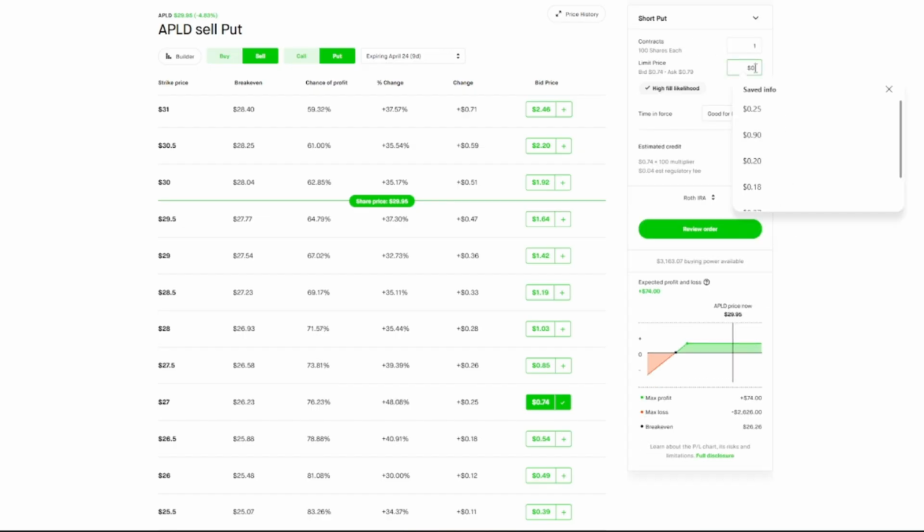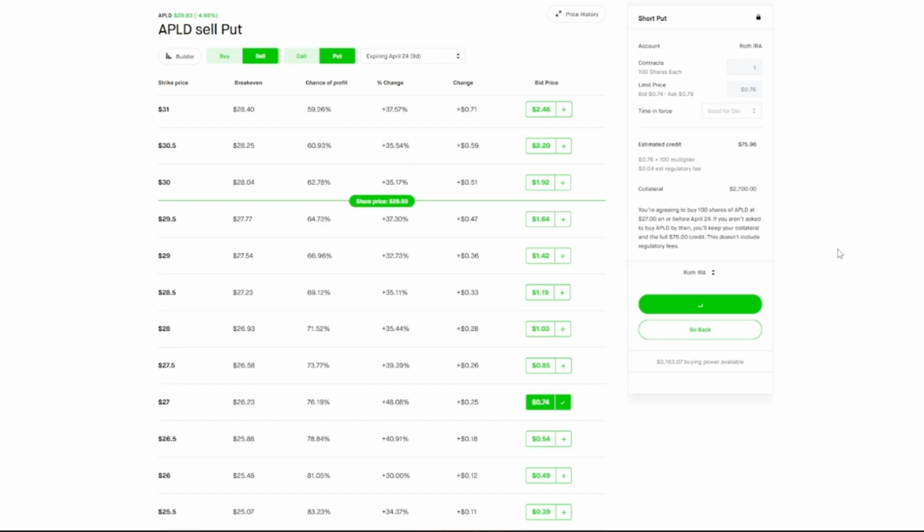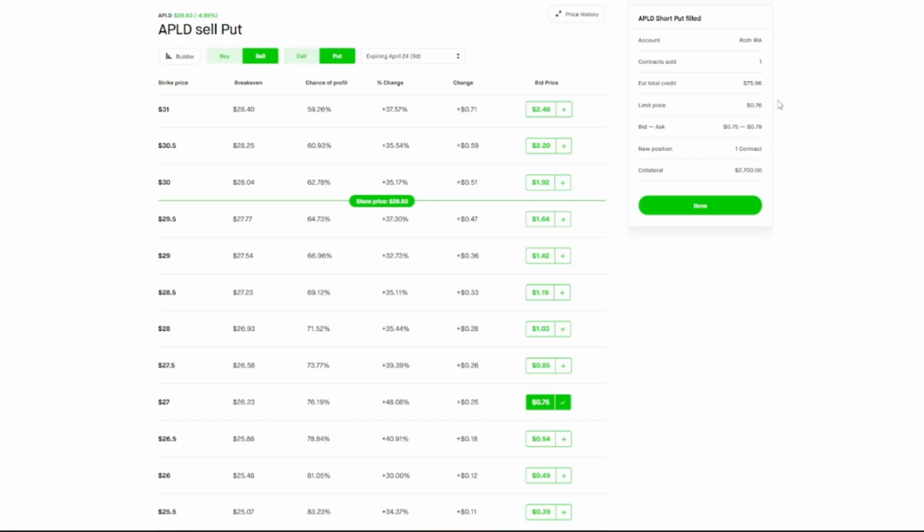And I'm going to go to 76. Now, this is a medium likelihood. It's right in the middle. I would actually expect this to fill right now, or at least I think it would. It doesn't necessarily have to. Oh, there it goes. And as you can see, there's a contract sold here. This is the credit I got. There's a 4-cent fee to put on the trade, so it's not exactly $76. But basically, what I'm looking to do is get $76 for a cash secured put, and that was a $2,700 hold.